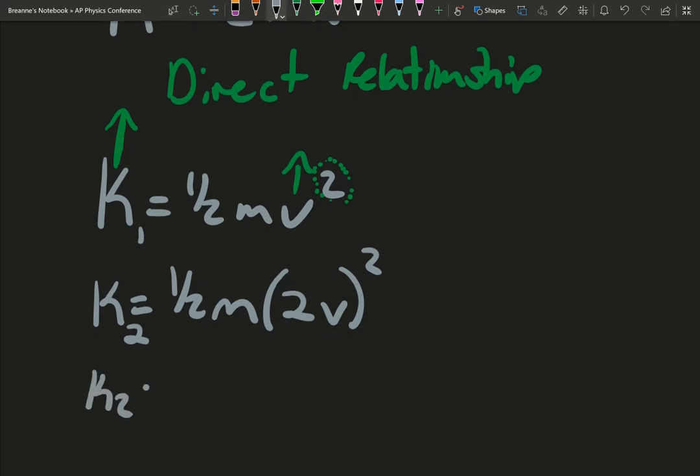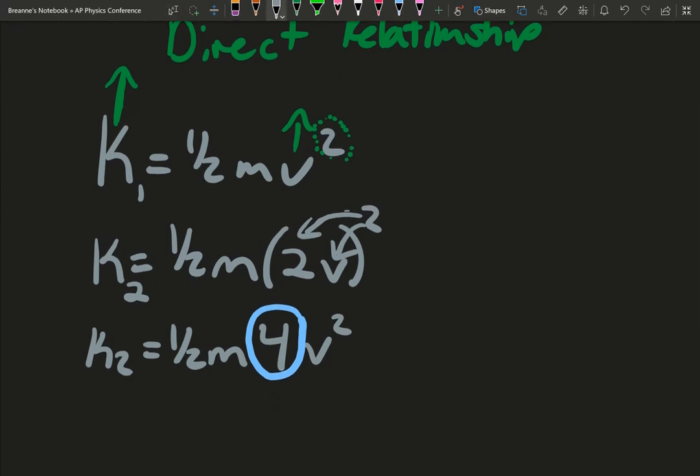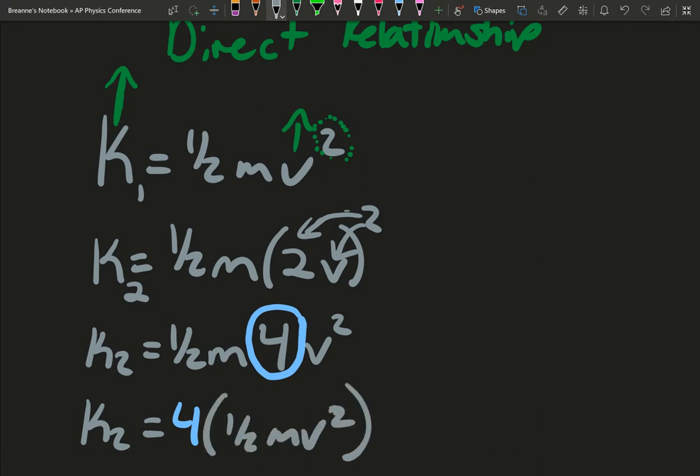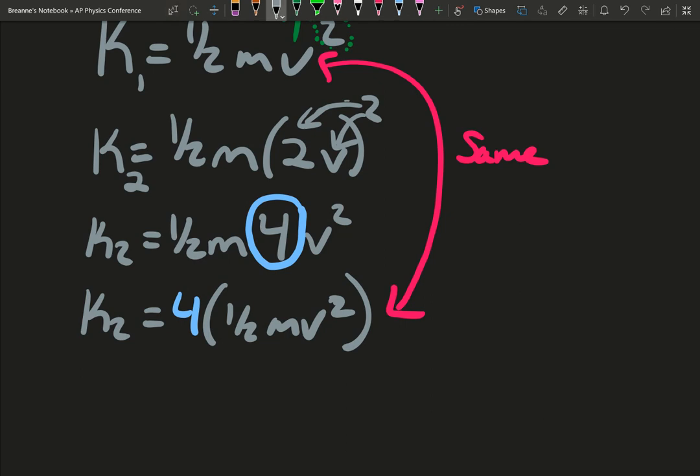So in our kinetic energy equation, this squared would have to go to both the 2 and the v. So 2 squared is 4v squared. The big difference is this 4 right here. So we can pull that 4 out. So we have 4 times 1/2 mv squared. This and this are the same. So it's kind of like saying that your second kinetic energy is 4 times as much as your first kinetic energy.